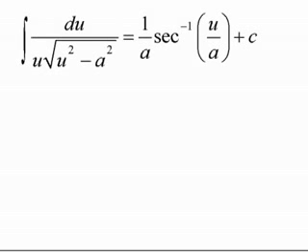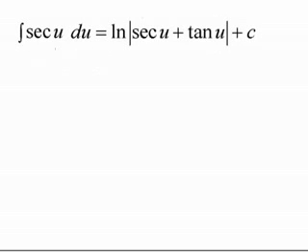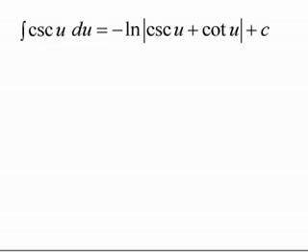We also have the integral of du over u times the square root of u squared minus a squared. That equals 1 over a arc secant u over a plus a constant. And similarly, we have the integral of the secant of u du is just natural log of secant u plus tangent u plus a constant. We also have the integral of cosecant u du. It's negative the natural log of cosecant u plus cotangent u plus a constant.